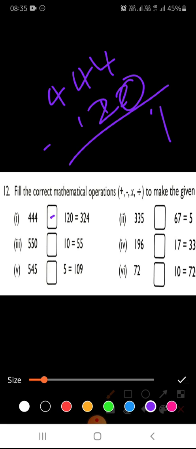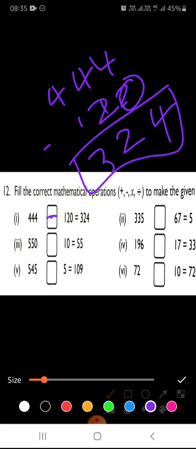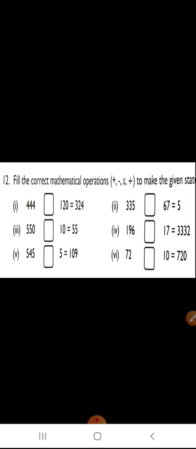What will we get? 324. So what sign will come? Minus sign will come here. Similarly, 550 dash 10 equals 55. So what will come? Divide. 550 divided by 10 is equal to 55. Similarly, you have to insert the sign in all the questions. Is it clear? Now let's move forward.